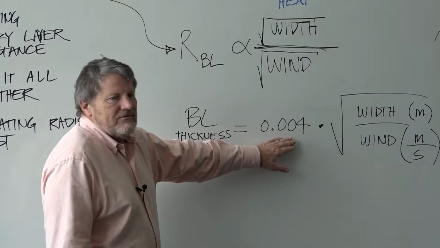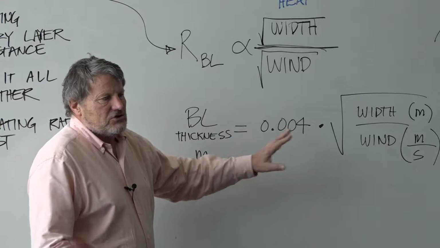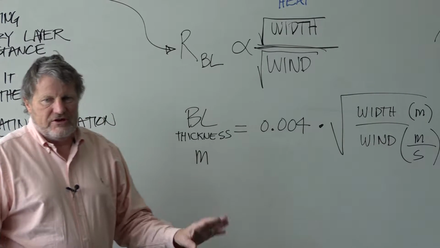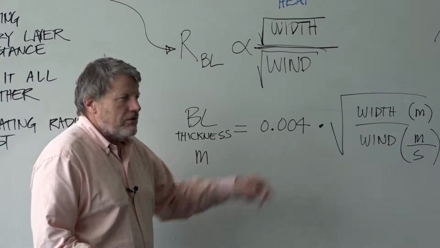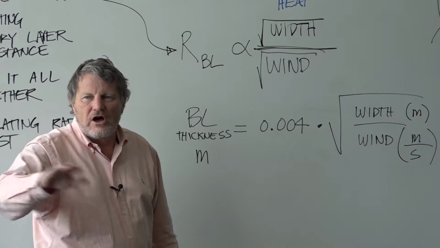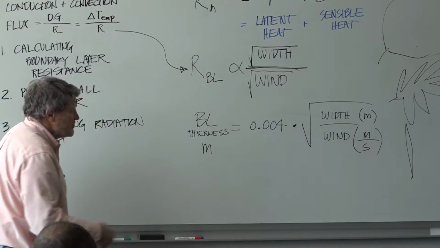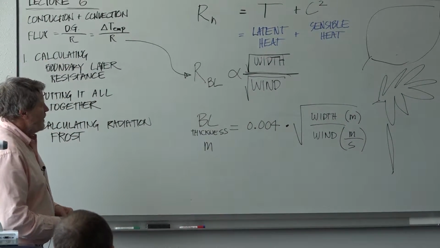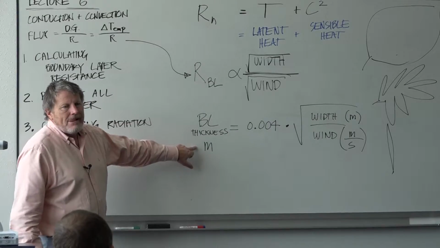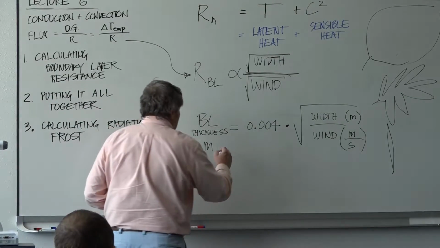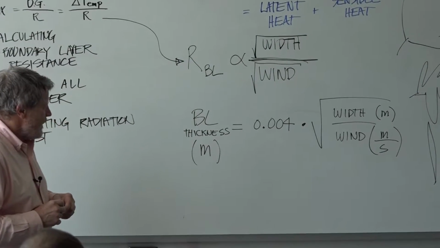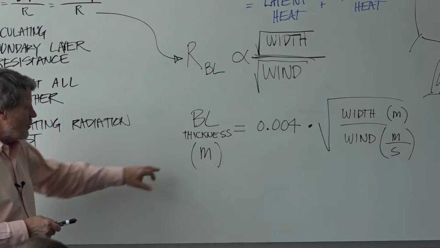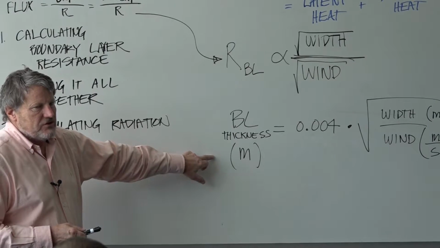So the textbook uses this number, and it's a general number for typical leaves. It's higher in hairy leaves, and it's a little lower in real smooth, glossy leaves. But for these purposes, we use 0.004. Now we get a thickness of the leaf in meters. Let me keep going, and I'll come back to some filled-in examples of this.